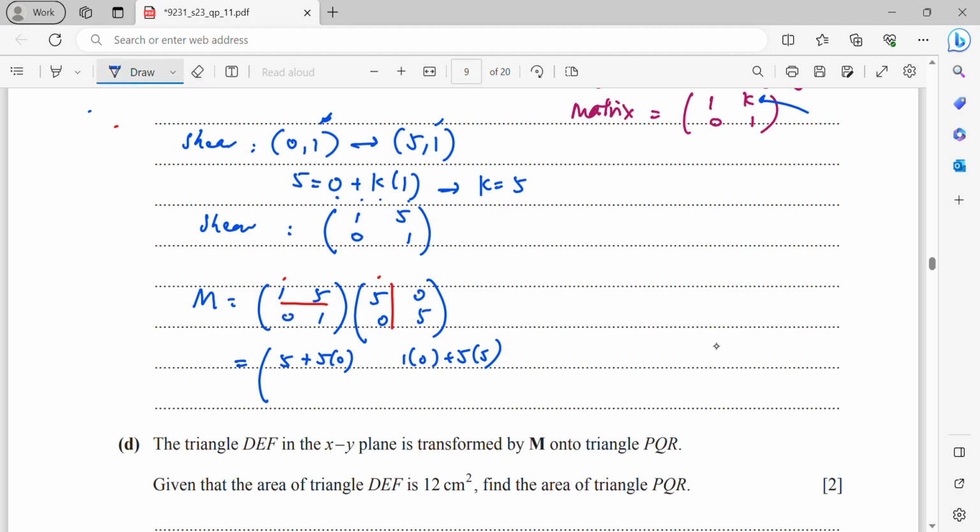Second row times first column, so it will be 0 times 5 plus 1 times 0. Then second row times second column, it will be 0 times 0 plus 1 times 5. So at last you will get 5 and then 5 squared. You can write 5 squared or 25, it's up to you. Then the second row first value is going to be 0, second row second value is going to be 5. That is our M.